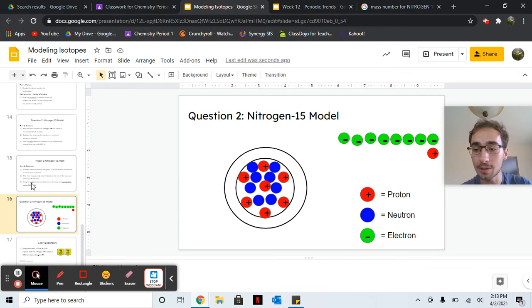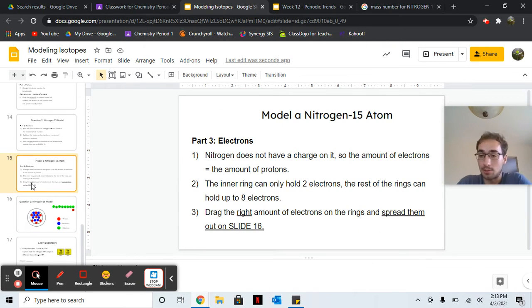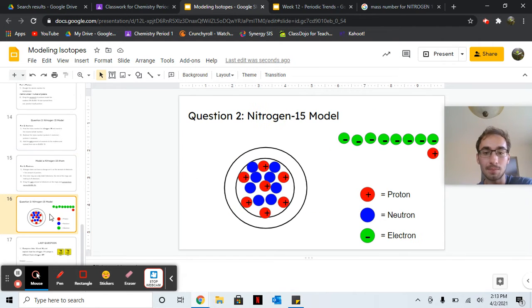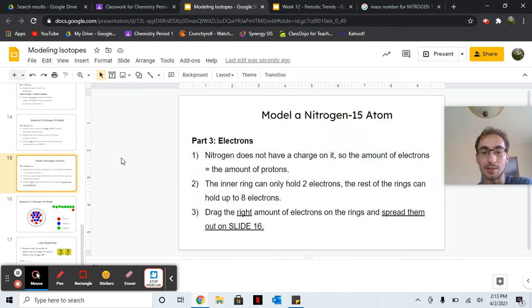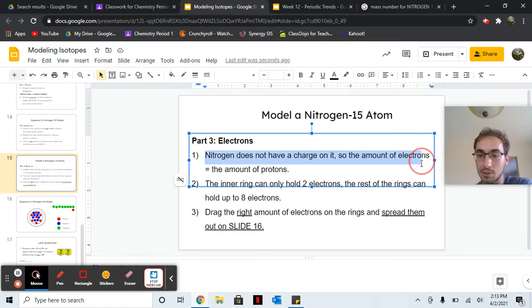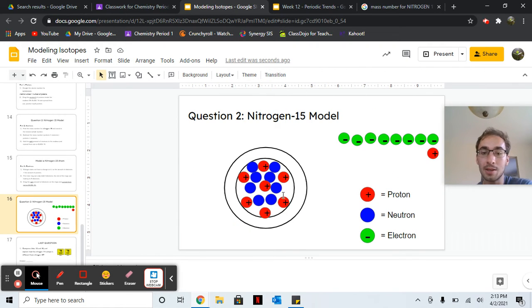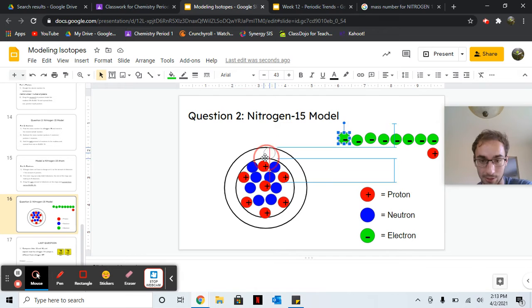Now we have the hardest part, the electrons. Nitrogen does not have a charge on it, so the amount of electrons equals the amount of protons. The inner ring can only hold 2, but the rest of the rings can hold up to 8 electrons. So we have 1, 2, 3, 4, 5, 6, 7 protons, so we need 7 electrons.